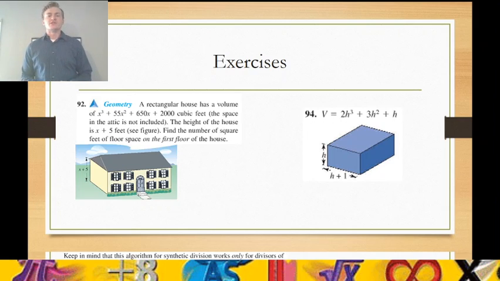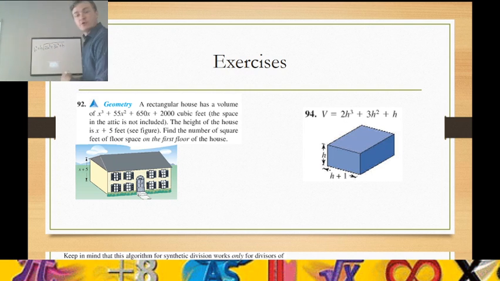Number 94 shows that the volume is equal to 2h cubed plus 3h squared plus h. And it shows two of those three dimensions. Remember, volume of a rectangular prism is the length times the width times the height. It's giving us two of those three dimensions, h and h plus 1. To find the third dimension, think of it like this. If we multiply h to the h plus 1 and then multiply that to our third dimension, we will get our volume.